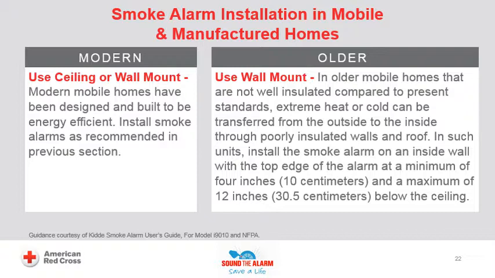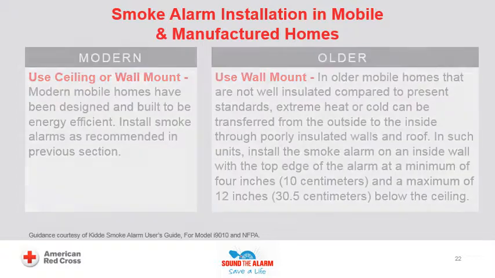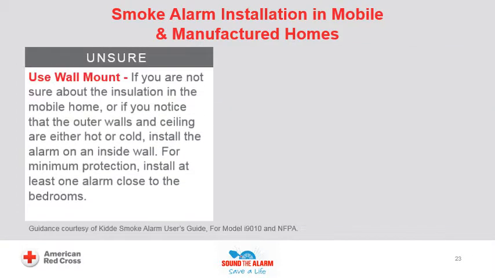install the smoke alarm on an inside wall with the top edge of the alarm at a minimum of 4 inches, 10 centimeters, and a maximum of 12 inches, 30.5 centimeters below the ceiling. Unsure? Use wall mount. If you are not sure about the insulation in the mobile home, or if you notice that the outer walls and ceiling are either hot or cold, install the alarm on an inside wall. For minimum protection, install at least one alarm close to the bedrooms.